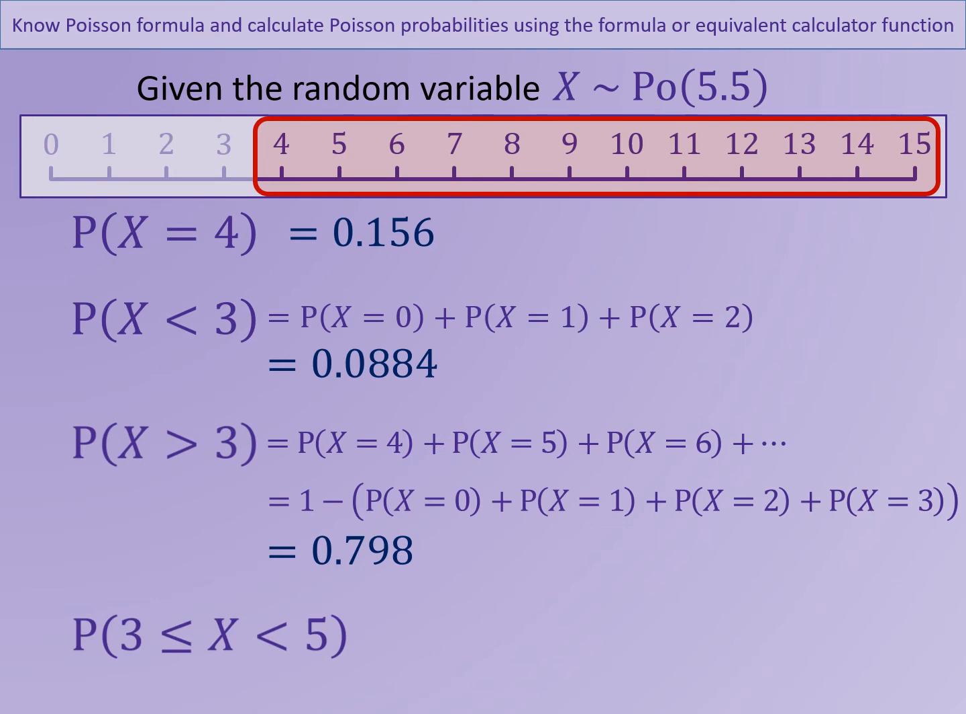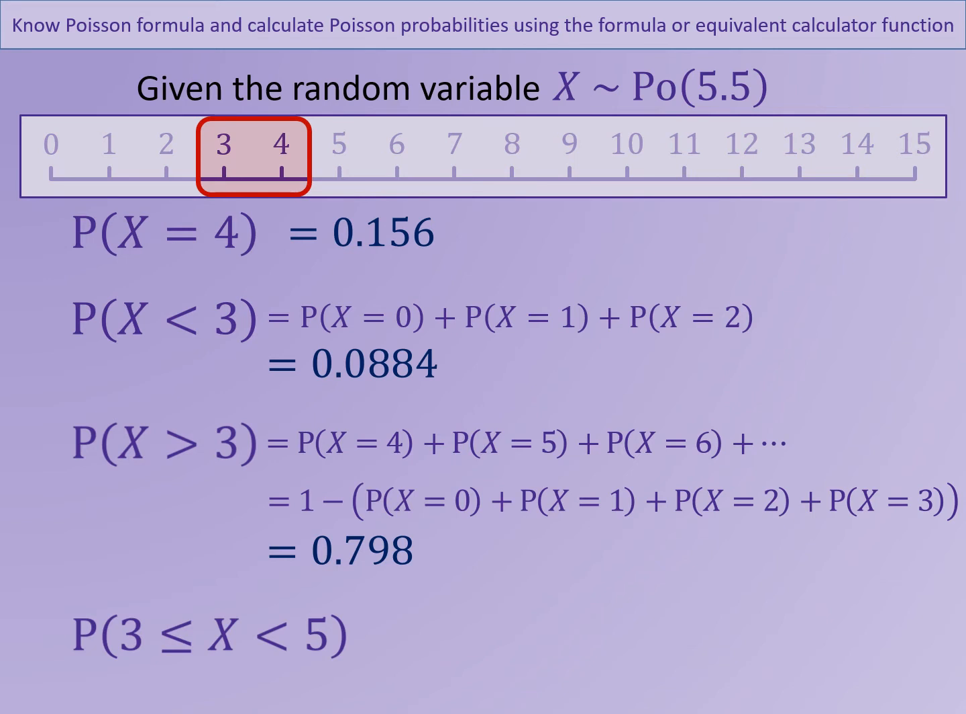Finally, the probability that x is greater than or equal to 3 but less than 5. We can see that this is just the x values 3 or 4. So calculating these two probabilities gives us a total probability of 0.269.